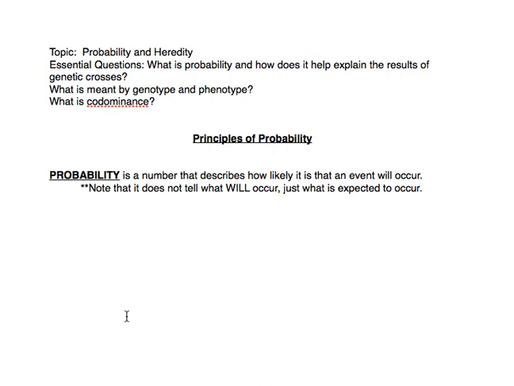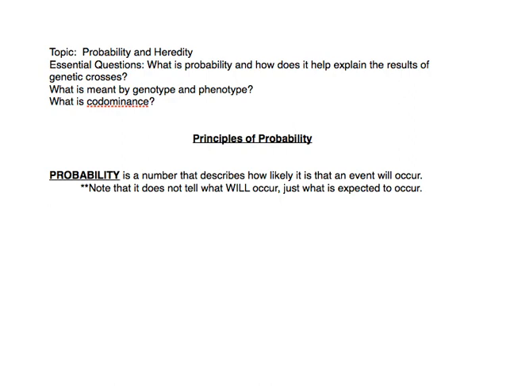So, for example, if you flip a coin in the air, there's a 50% chance that it's going to land heads up, and there's a 50% chance that it's going to land tails up. If you flip it once and you get a heads up, it doesn't mean that the next time you flip it's going to be tails. It's just what you would expect. If you flipped it 10 times in a row, you would expect about 5 times to be heads and 5 times to be tails, but that doesn't mean that's what's going to happen.